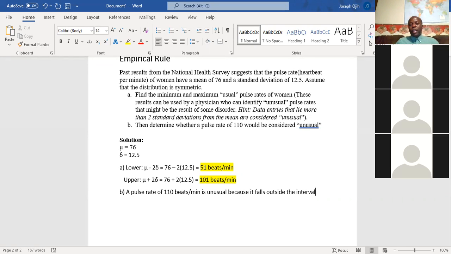So this is another way you can ask this empirical rule question. Remember, we use the empirical rule if and only if we are told that the data set is symmetric or bell-shaped, or that it is normal. That's the only time we use it.